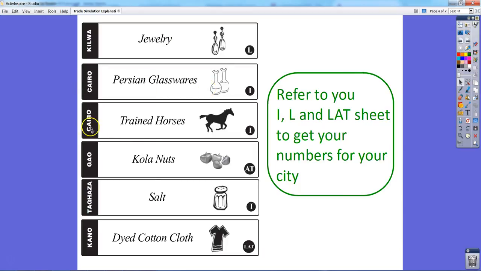For example, Cairo started with I's, or Islam, right? They started with the Islamic culture. For this paragraph, they're asking you which new culture came into Cairo. So please do not write about how Islam changed your culture, because Cairo started with Islam. In other words, you should choose whether language or local African tradition would have the bigger impact on Cairo.